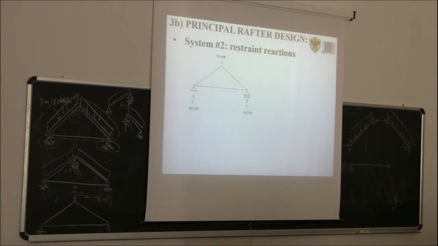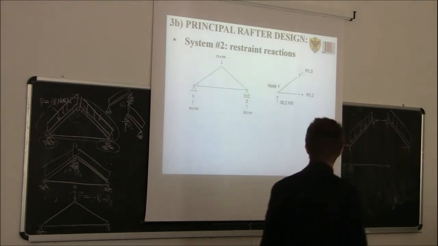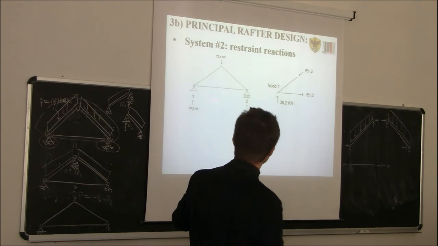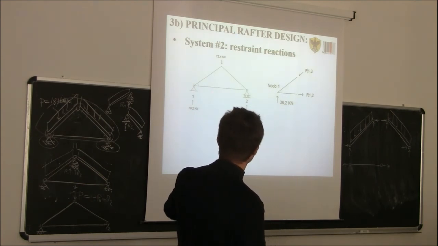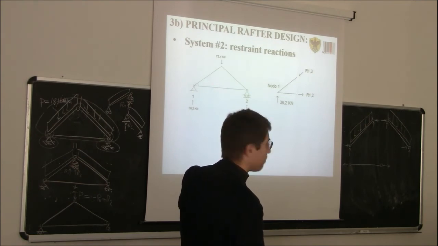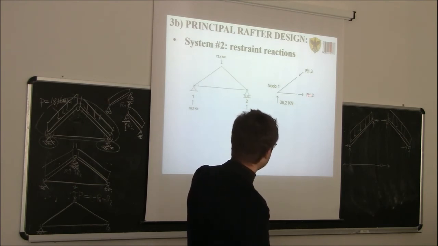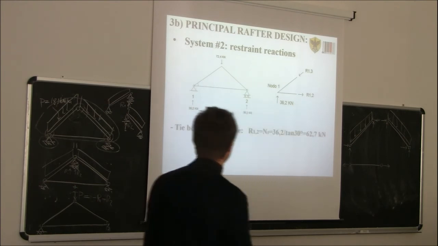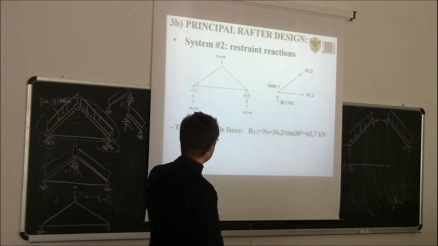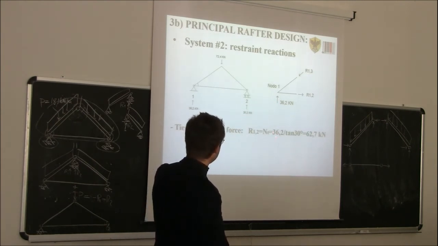Now we need to solve system number 2. So please add also here the pin. There's always a pin there on the top. In this case, the solution is very simple, because if you do the equilibrium of joint number 1 here, it's just a matter of decomposing this force, 36.2, which is a restraint reaction, along those two directions in order to get the axial force in the rafter and the tensile force in the tie. So the tie being in tension will be NT, so 36.2.